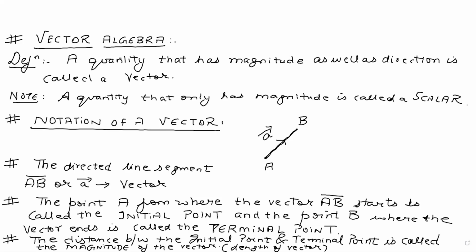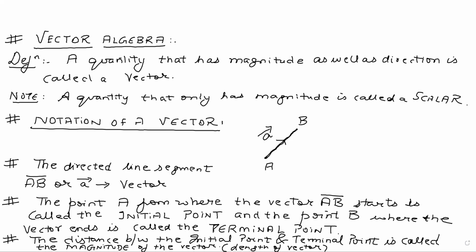So I hope that students have understood about the initial point, the terminal point, and the magnitude. The point from where the vector starts is called the initial point. Clearly, you can see the line segment AB is starting from point A. It is a directed line segment because you can see it is going in the northeast direction. The point where the vector is ending is called the terminal point. Clearly in the picture you can see that B is the terminal point, the vector is ending at that point.